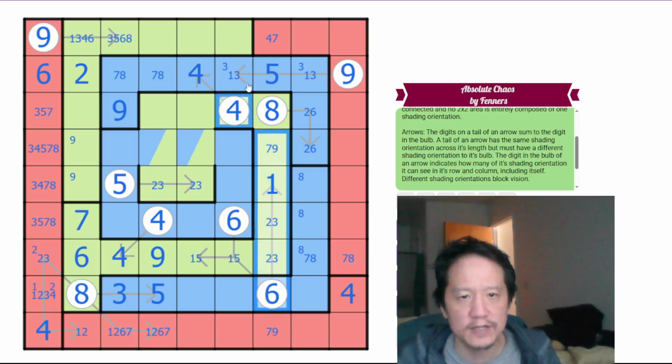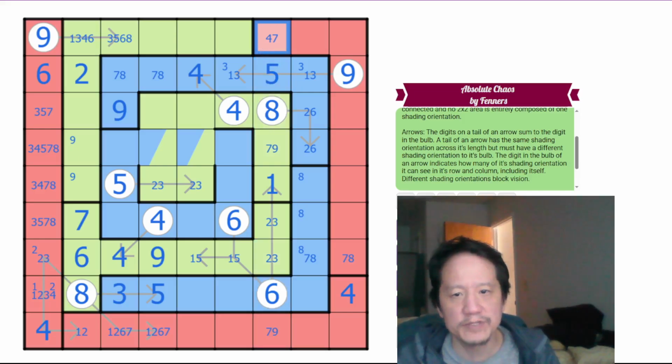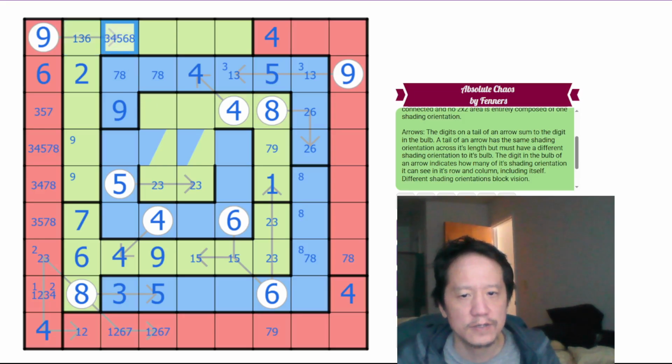We have a 7, 9, 7, 9 pair, which eliminates 7 and 9 in the rest of the column. So this can't be 7. This is a 4, which means this cannot be 4, 5. This can't be 3, so this can't be 6 here. This is 4, 2, and 1 plus 8 plus 1, which makes 8. So this is 1, this is 2.